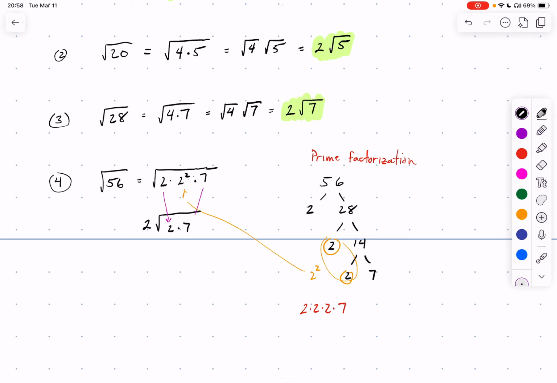Okay. And then of course I can use my property, and the square root of 2 times 7 is the same as square root of 14.